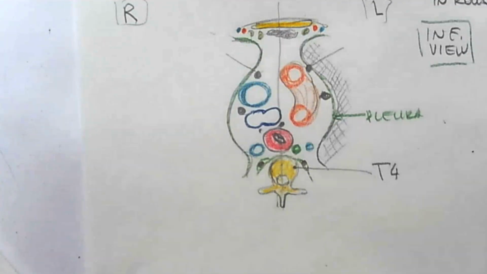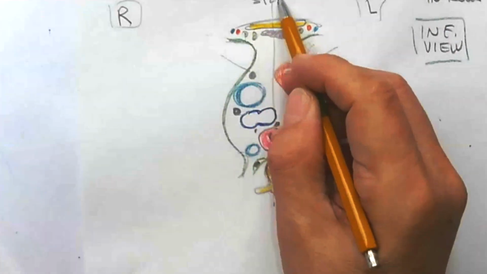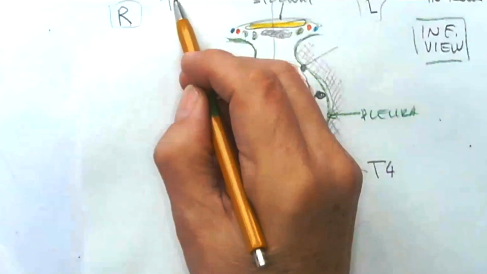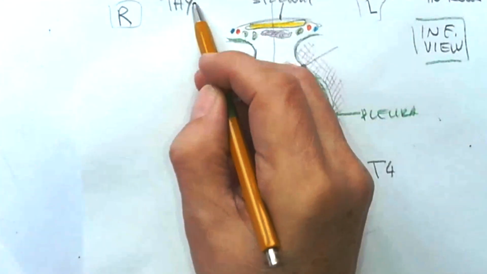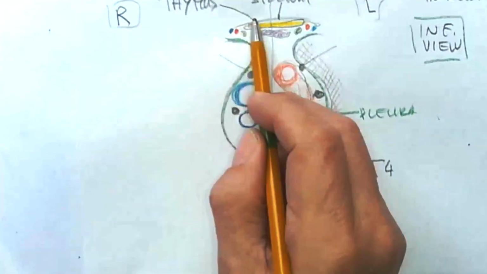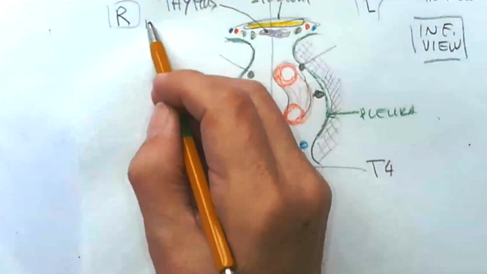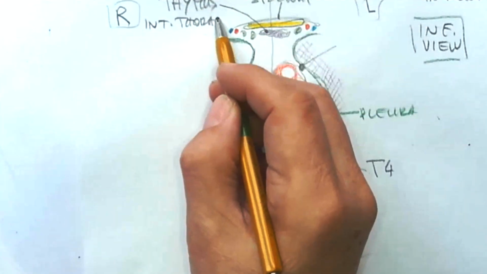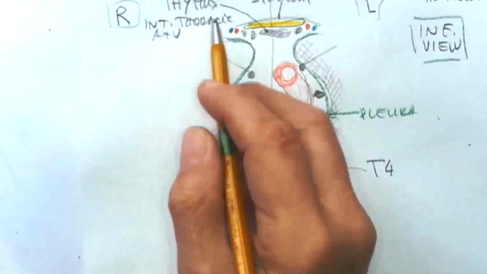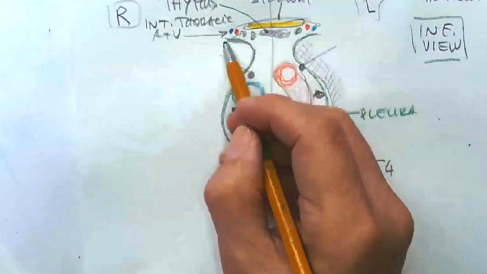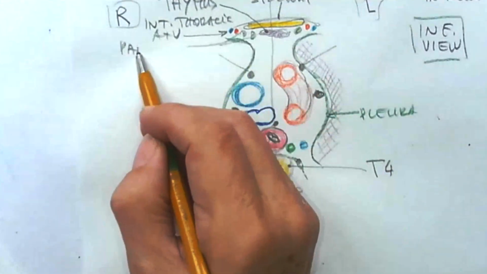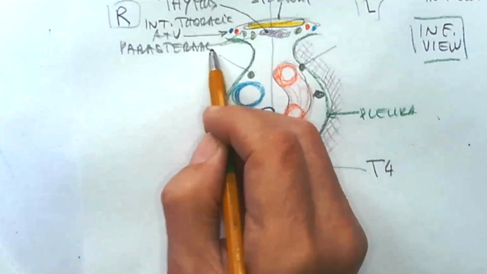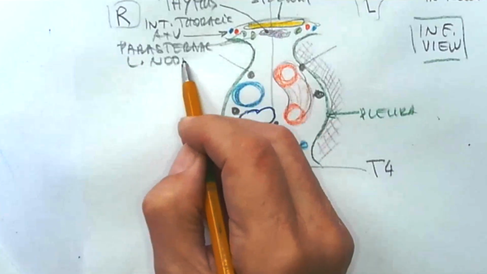Fine, and then the description. Starting with the sternum, yes, this is the anterior sternum. Then the thymus, remnants of thymus. Internal thoracic artery plus vein, internal thoracic artery and vein. Then parasternal, just a few parasternal. Now there are many parasternal lymph nodes.